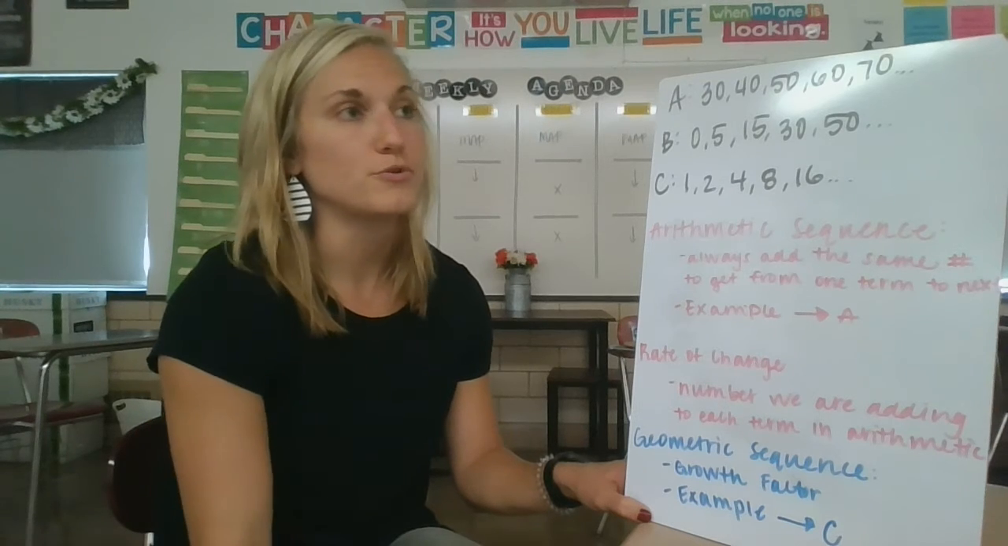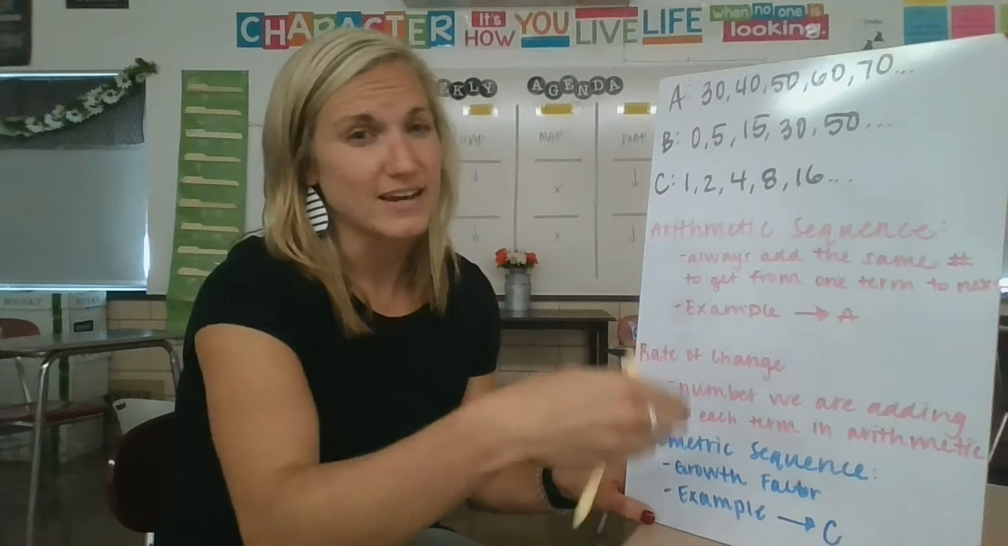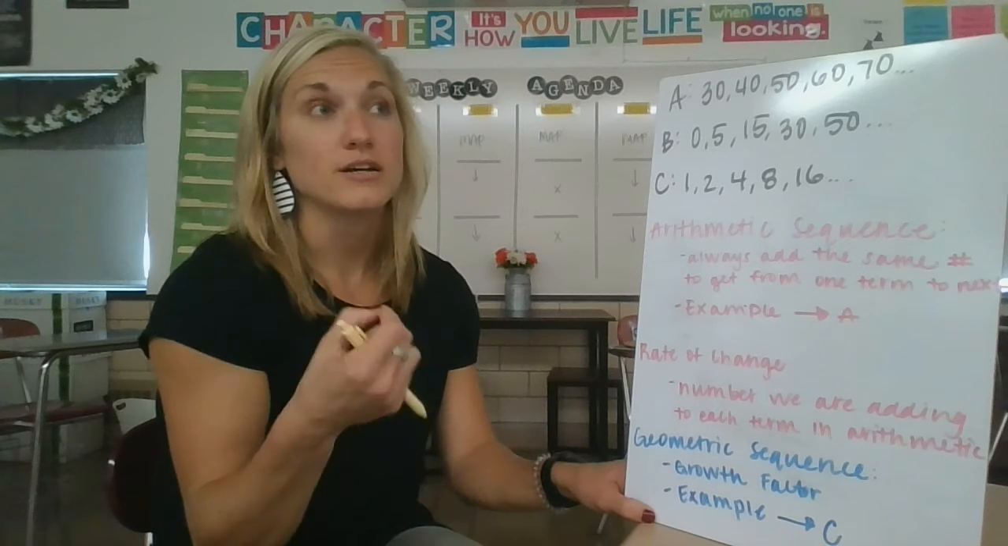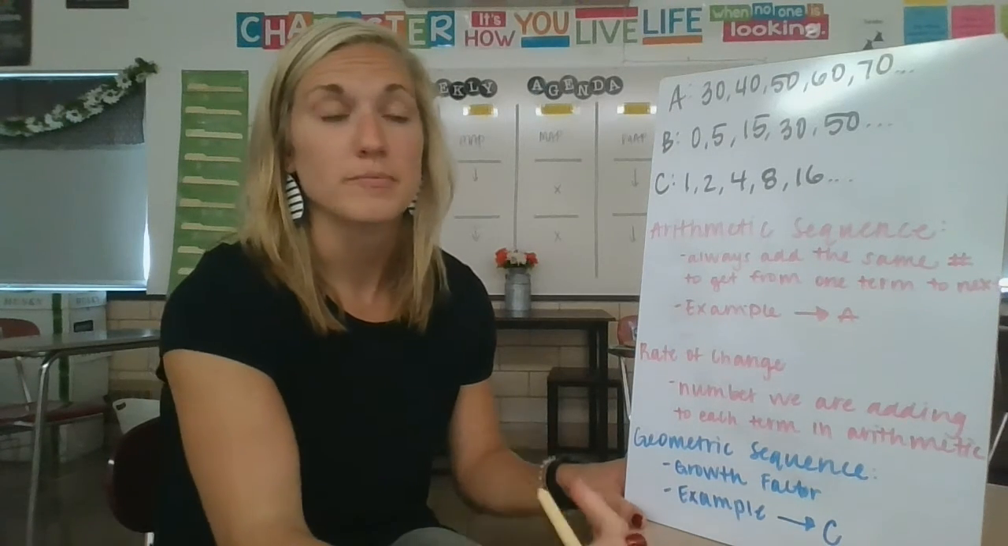Another example you could have done was starting at 3 and then going from 3 to 9 and then 9 to 27, and that would be a growth factor of 3, meaning that you are tripling from the previous number.